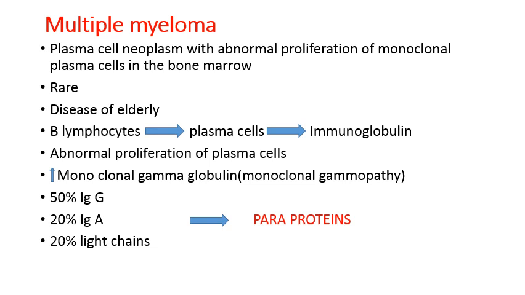In myeloma, most of the time they produce IgG in about 50% of cases, IgA in 20% of cases, and in 20% of cases only the light chains, and the other types of immunoglobulin production are rare. These increased immunoglobulins are called paraproteins.